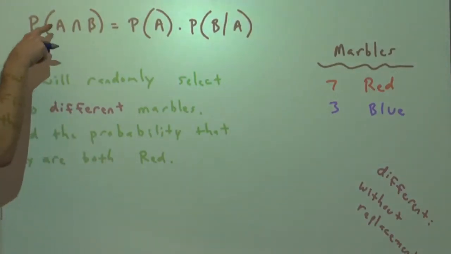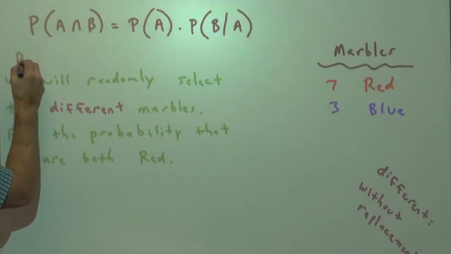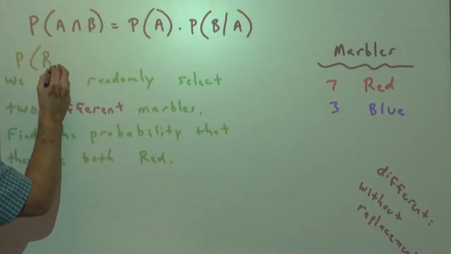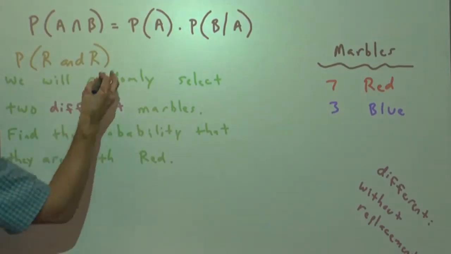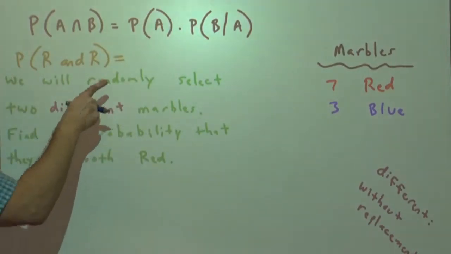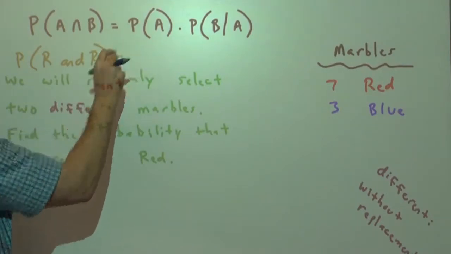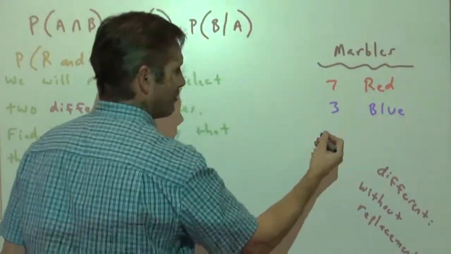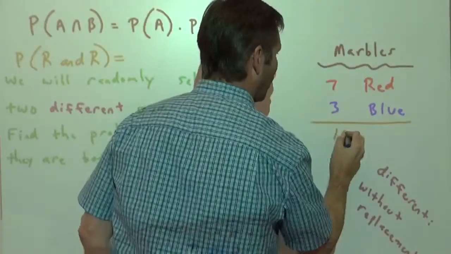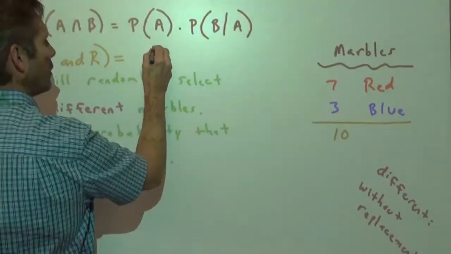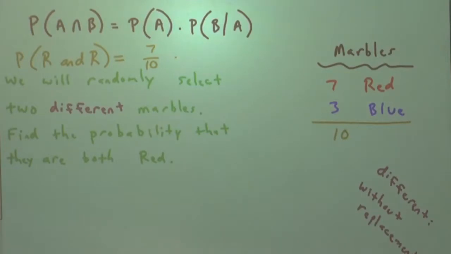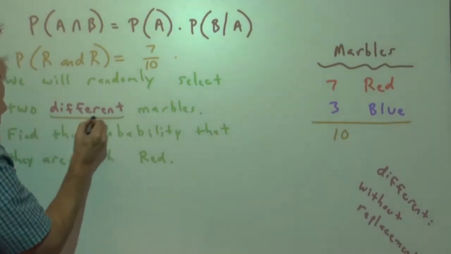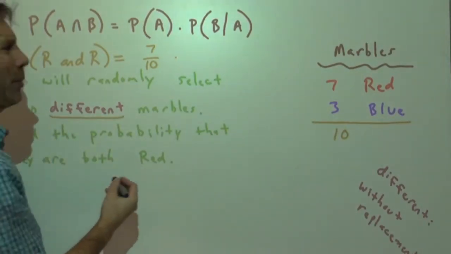Well, now, if we're going to use this formula, we want to find the probability that we get a red marble and then we get another red marble, but we're selecting without replacement. So we first take the probability that we get a red marble, which is 7 out of 10. There's a total of 10 marbles altogether. So that's going to be 7 out of 10, and then we need to turn around and get another red marble, but because we selected without replacement, they had to be different marbles.